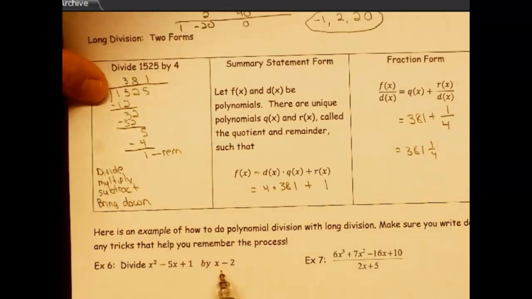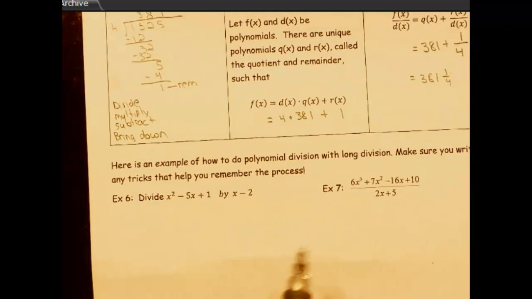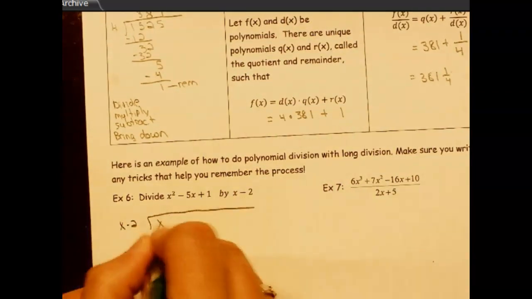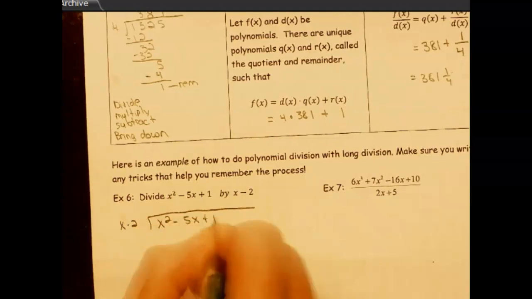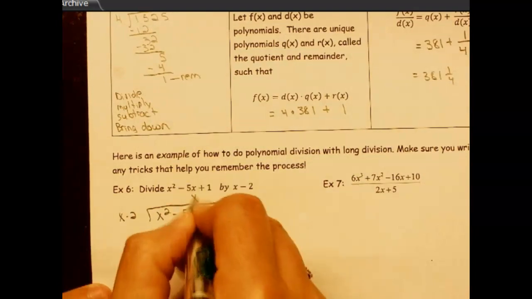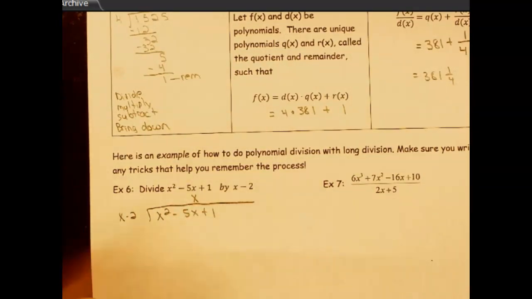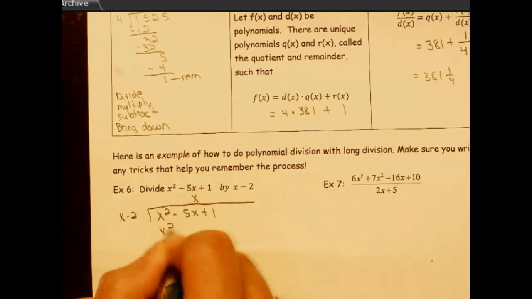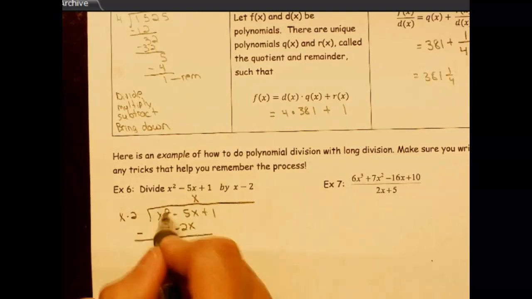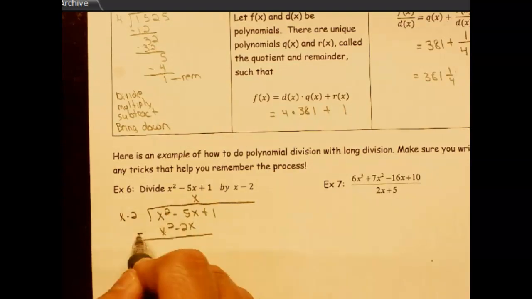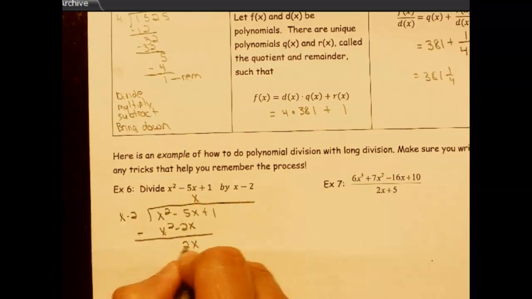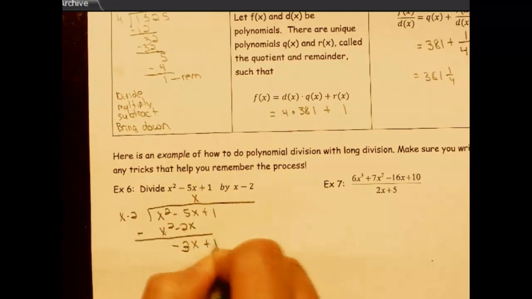Okay, let's start off with one that's a little bit easier. So we've got x minus 2. Remember what we start with, we want to divide. I'm doing x squared divided by x, that's x. You want to make sure your like terms line up. Our next step is we multiply. Then we subtract. Well, the x squareds cancel out. Negative 5 minus a negative 2 is actually plus 2x. That should be 3. And then I bring down.